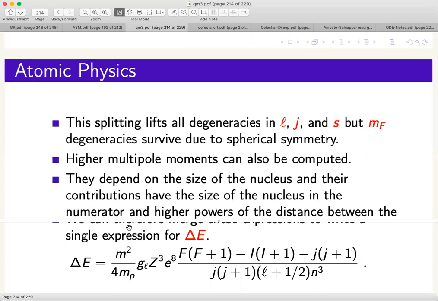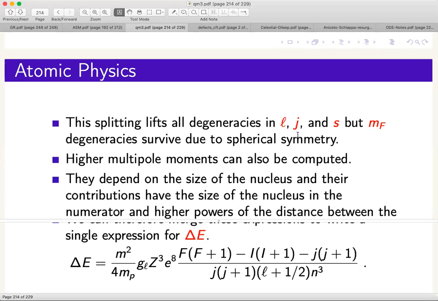And what we find is that all these corrections would lift degeneracies in L, J, S, and so on. But the magnetic quantum number of the total angular momentum is not lifted. That fact is related to the spherical symmetry of the problem. Because of the spherical symmetry, the magnetic projection is not distinguishable, so it continues to be a degeneracy of the problem.